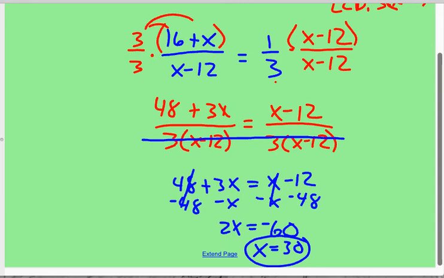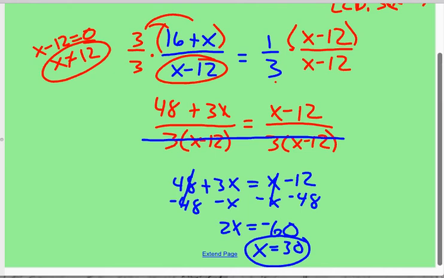Is there an extraneous solution? The only thing x cannot be, well, I can't have x minus 12 equaling 0, so that means x can't equal 12. There's no extraneous solution in this case. Our answer is x equals negative 30.